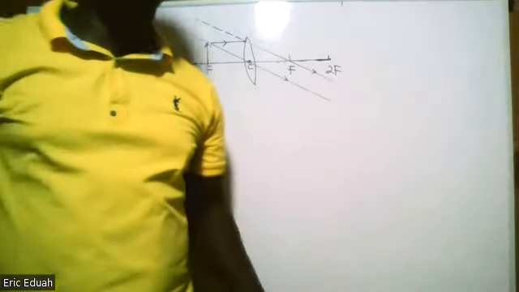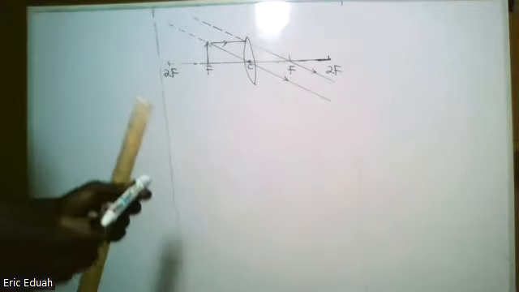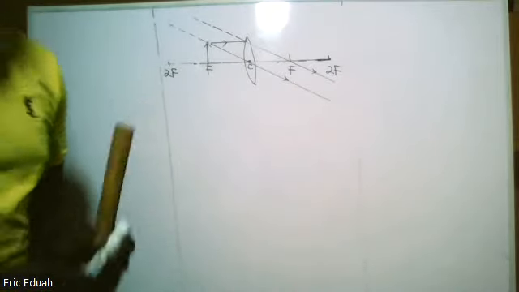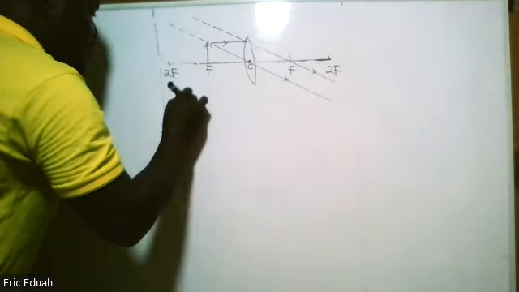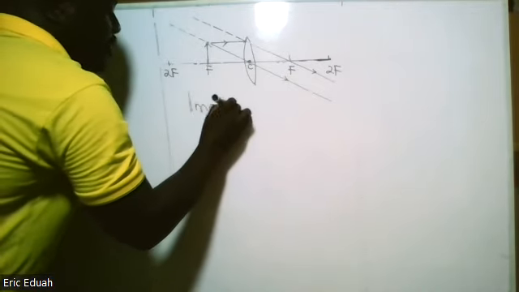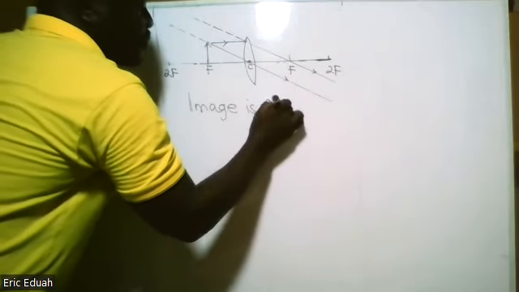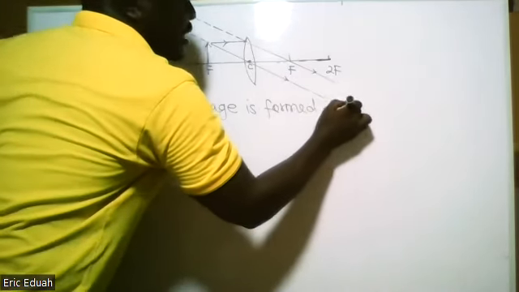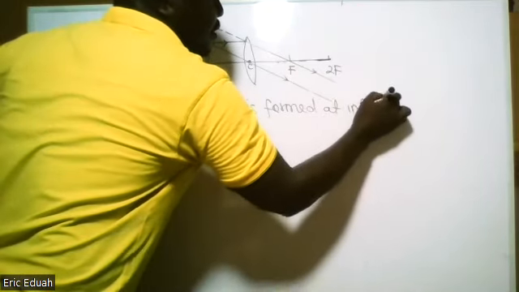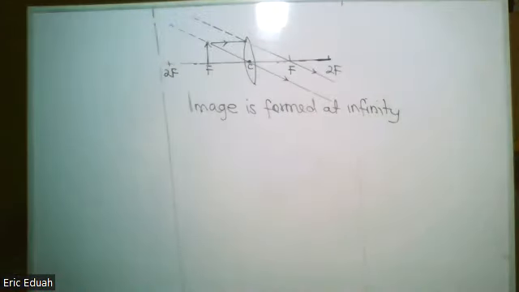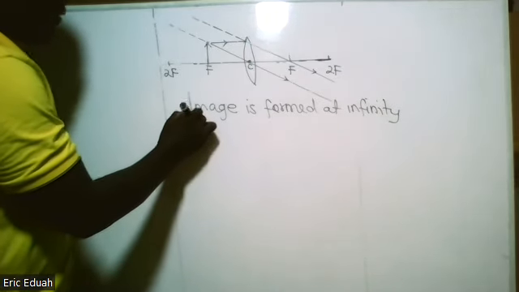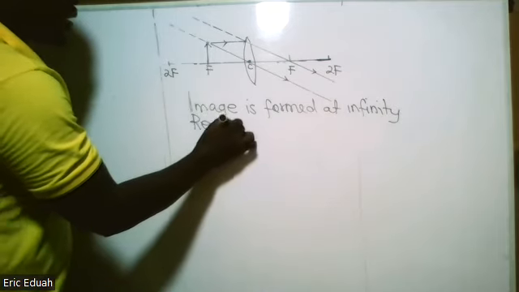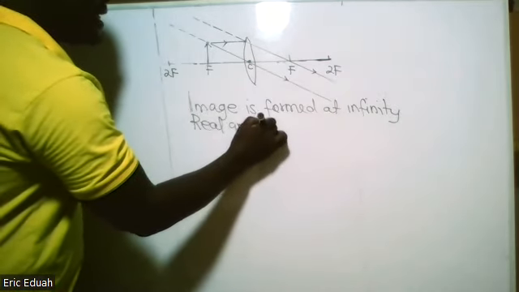When you have a situation where the refracted rays are parallel, we say that the image is formed at infinity. The image is formed at infinity. Real and inverted.